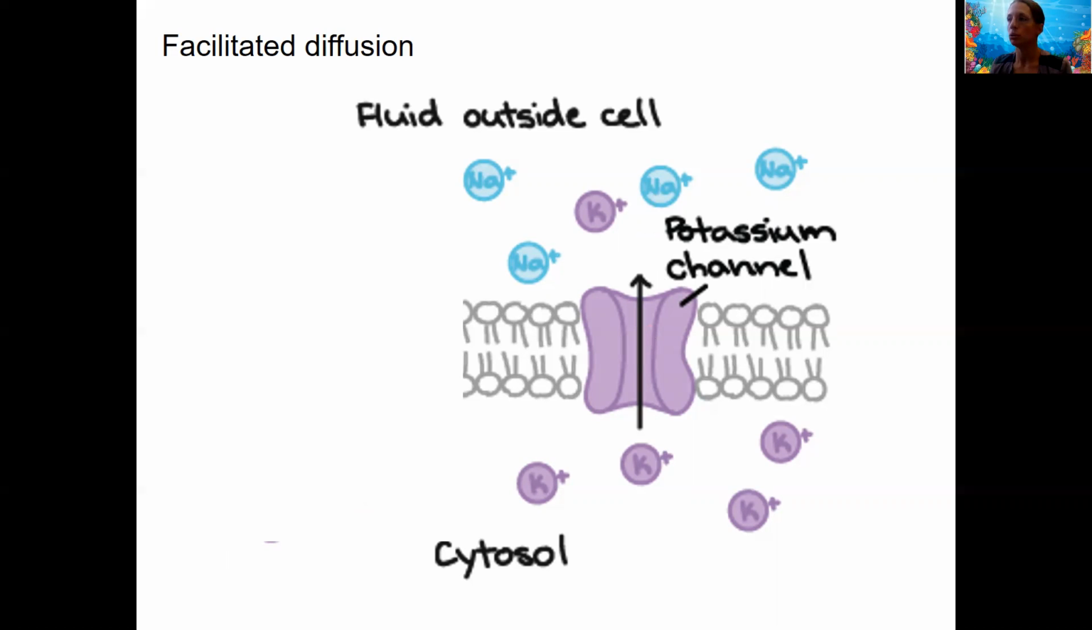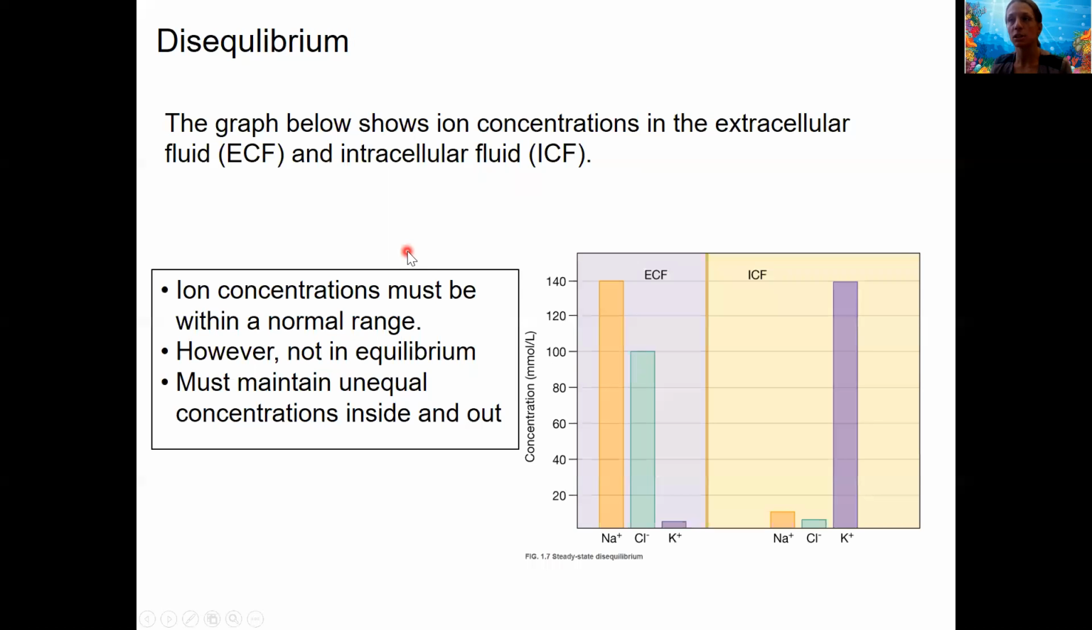And remember, you looked at this graph that demonstrated that. So these ion concentrations are maintained homeostatically within a normal range, but not in equilibrium. There has to be unequal concentrations of these ions inside and out. High sodium and chloride outside of the cell, in the ECF, and high potassium inside the cell in the ICF. So in order for the organism to maintain homeostasis and function, these have to be maintained in disequilibrium.